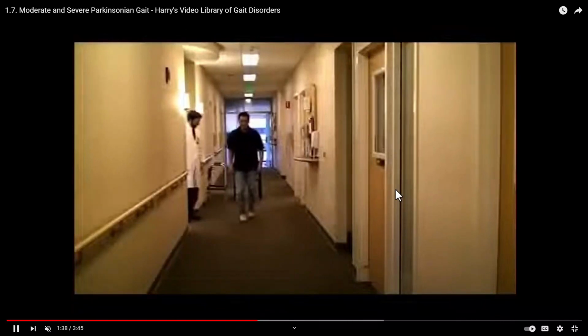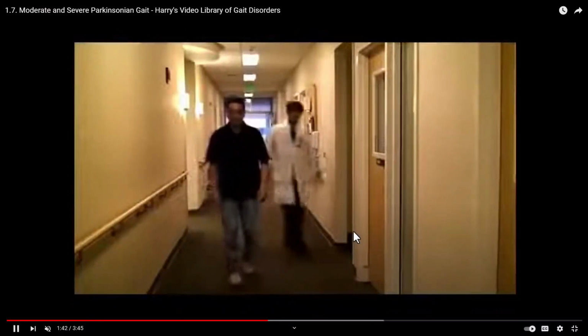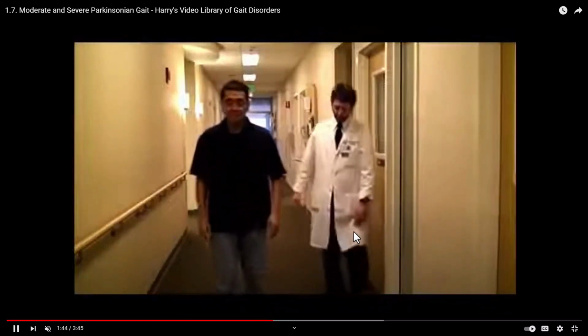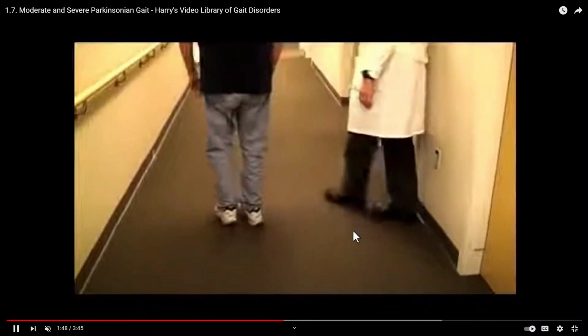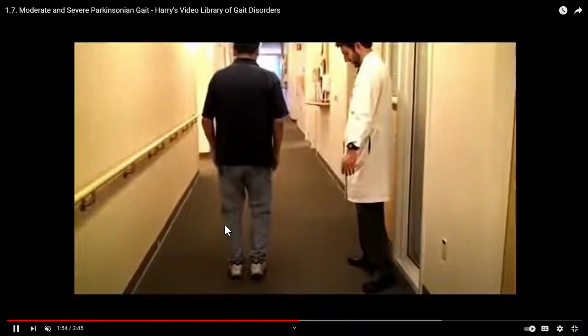Notice that the arms are not swinging, the tiny little stride length, hips are not dissociating. Yeah, it's a very classic Parkinsonian gait. Oh, so stiff as we turn. Ooh, a little bit of freezing. And then we keep going. Those ankles are very stiff.